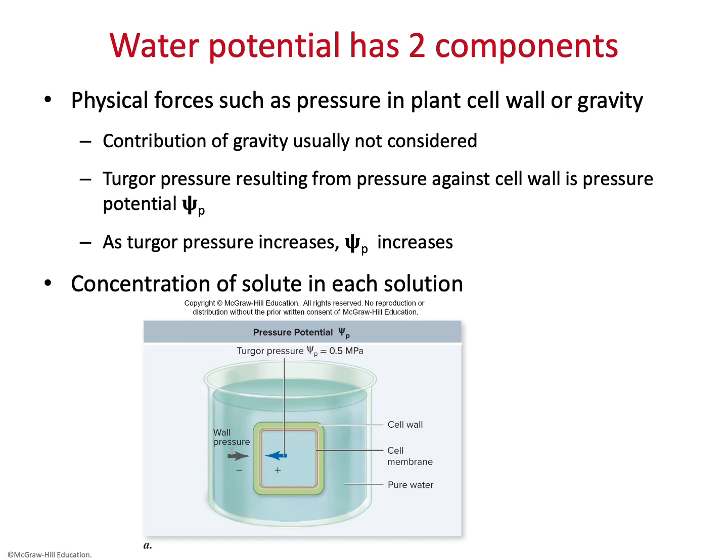But the turgor pressure resulting from the pressure against the cell wall is referred to as pressure potential. As turgor pressure increases, pressure potential increases. As you can see in this picture, pressure from the cell wall is in the opposite direction of the turgor pressure. So turgor pressure we do consider, because when turgor pressure increases, the pressure potential also increases. The only thing that we do not consider is the gravitational force.